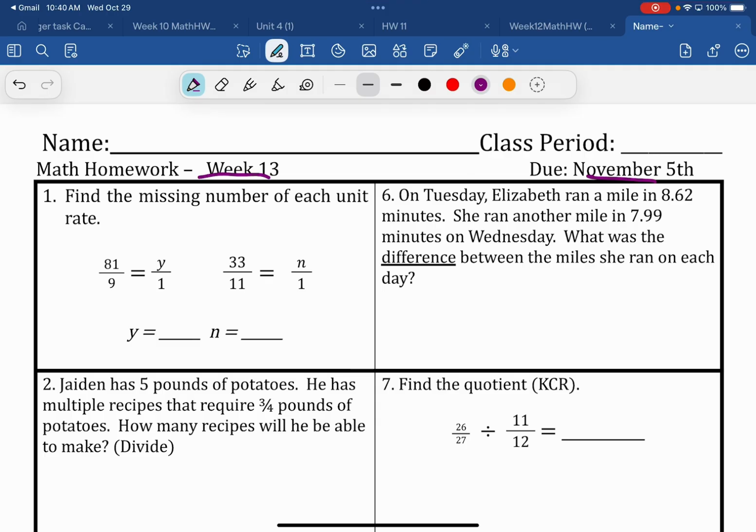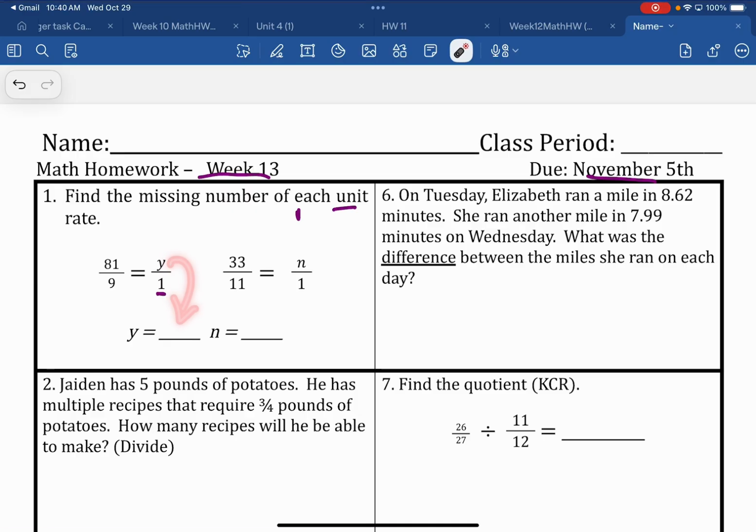Okay, so we're going to find the missing number of each unit rate. On this one, if it's wanting to find the unit rate, that means we want what it is for 1 as the denominator. So we'll have to divide by 9. So 81 divided by 9 is... And then you would do 33 divided by 11 to get your unit rate.